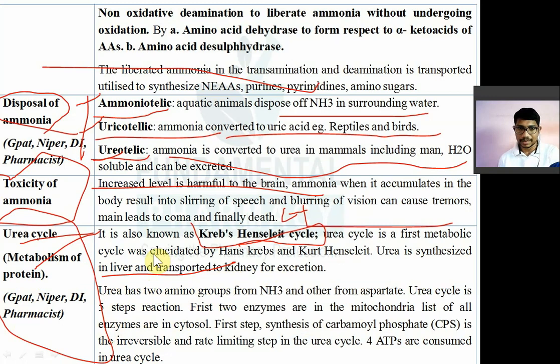The urea cycle is a five-step reaction. The enzymes required for the first two steps are present in the mitochondria, and the rest of the enzymes are present in the cytosol of your cell.